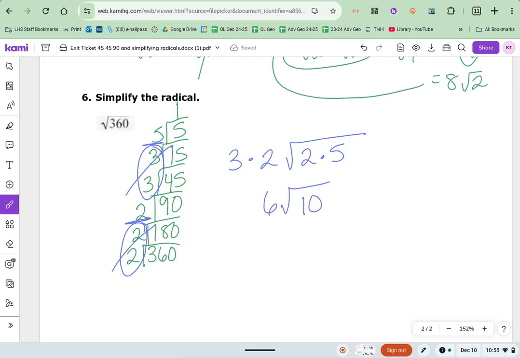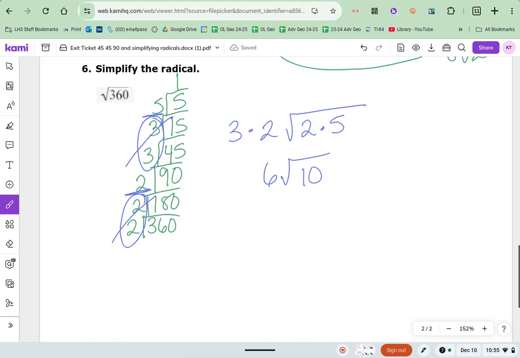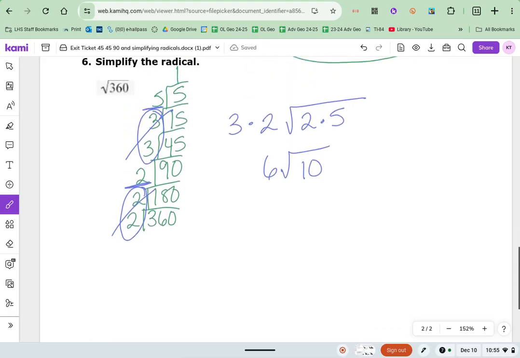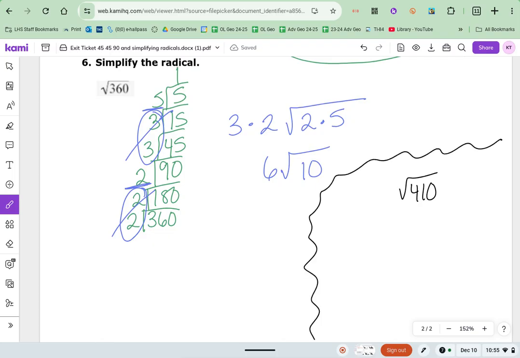Let's see, I'm going to think of another one to give you guys to practice this one. Off the top of my head, I'm not sure how this one's going to simplify, but try doing 410. Try that one. So you guys try simplifying the square root of 410.